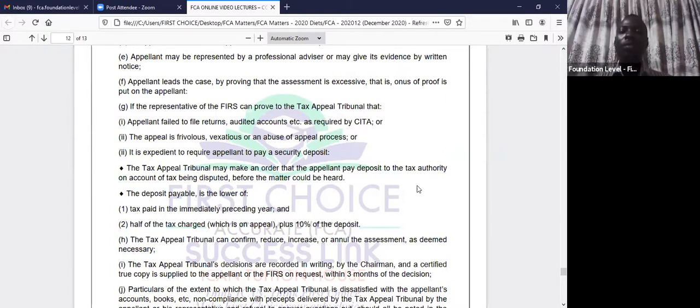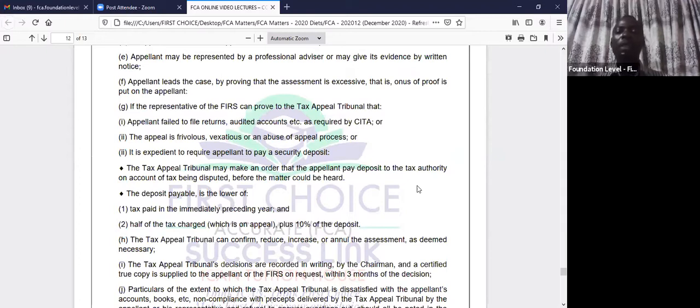Okay? So if you or your representative fail to show that your position is correct, that you have duly followed the tax law, and that there is no reason why they should unnecessarily increase your tax liability, then you must have lost. Then the tax appeal tribunal will rule against you. Okay? Now, the tax appeal tribunal will ask you certain questions. And if you fail to answer the question, you're also weakening your position. So if you fail to answer the question, it means you have not satisfied the tax appeal tribunal why they should rule in your favor.